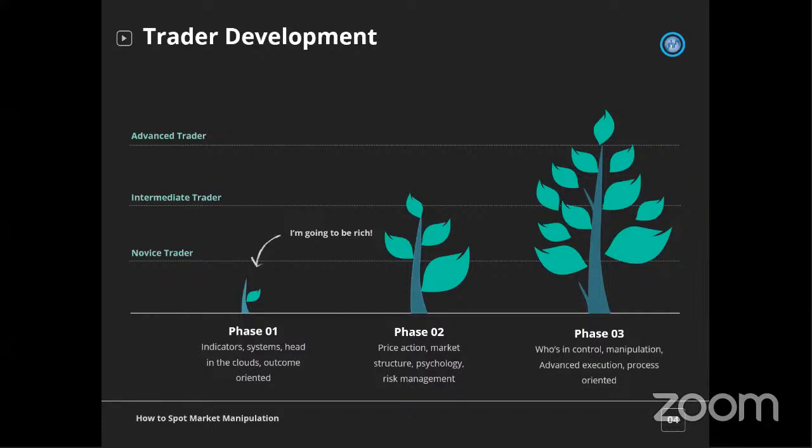So you want to start with your price action, market structure, trading psychology, and risk management, and then start developing, and you're going to move on and on with that.